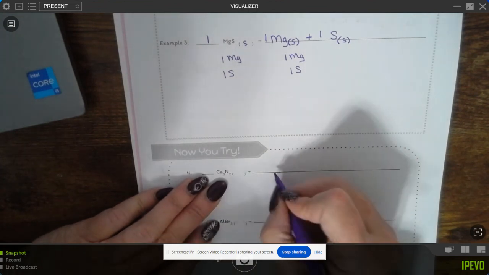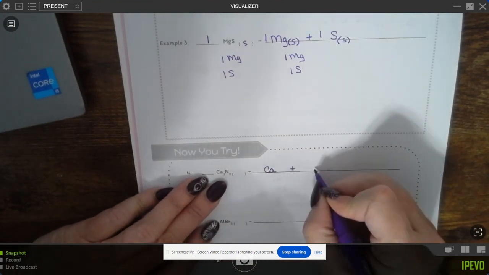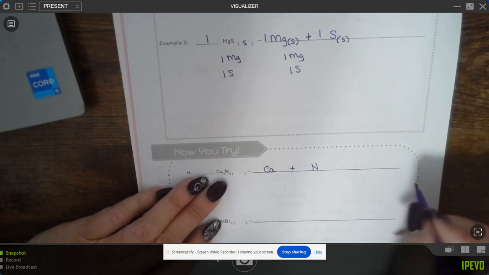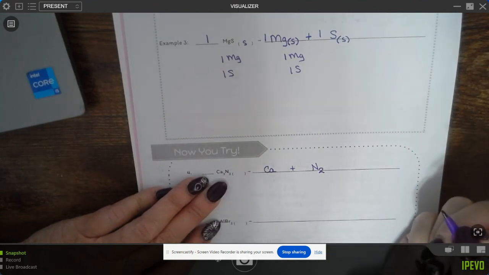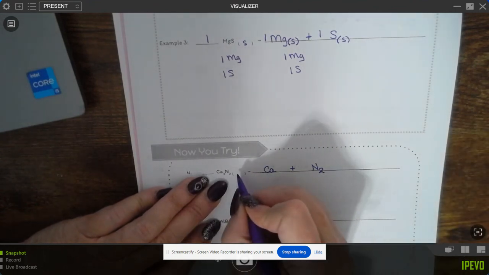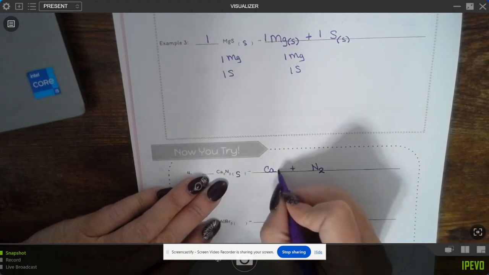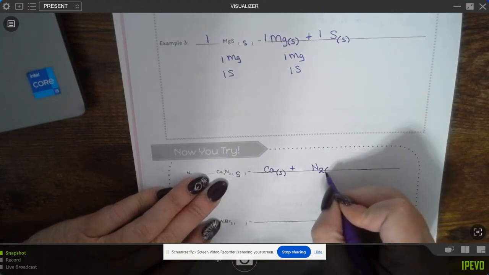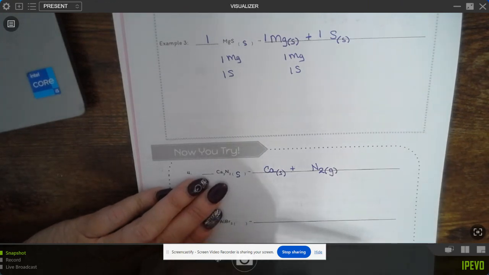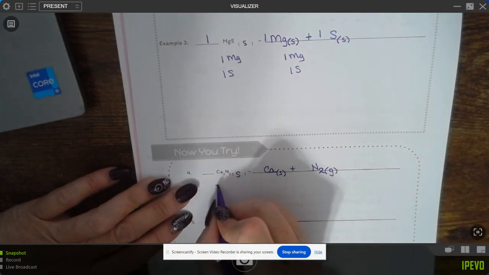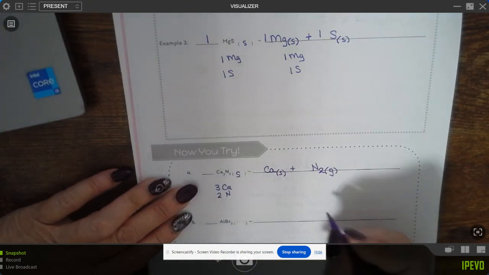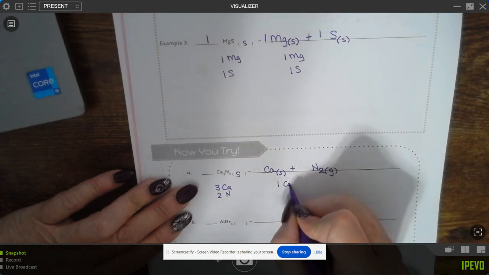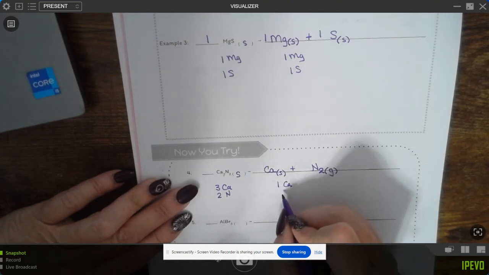So calcium nitride breaks down into calcium plus nitrogen. Nitrogen is a diatomic element, so it gets a 2. This is an ionic compound, a metal and a nonmetal, so it's a solid. Calcium is a metal, it's a solid. Nitrogen is a gas. All right, now we need to balance. Over here I've got 3 calcium and 2 nitrogen. Over here I've got 1 calcium and 2 nitrogen.